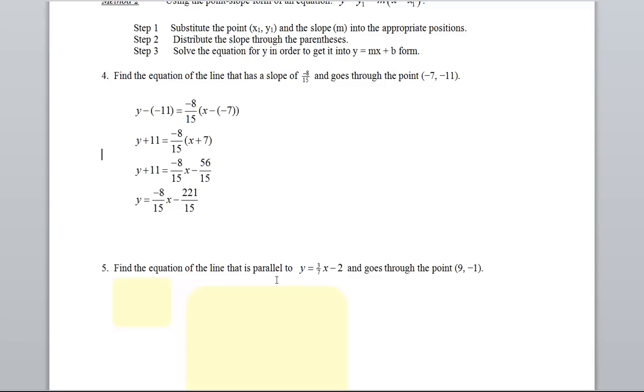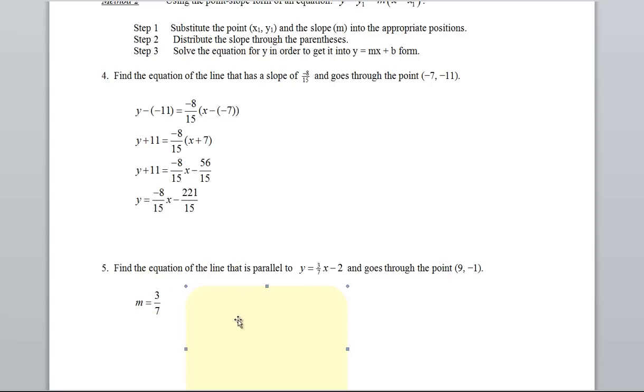Find the equation of the line that's parallel to y equals 3/7 x minus 2 and goes to the point 9, -1. Well, sometimes they're nice. Here they're already giving me the equation in slope-intercept form, so I know my slope is 3/7. Since they use the word parallel, that's the slope I need. So let's always indicate what your slope is. You'll find out why here in just a second.